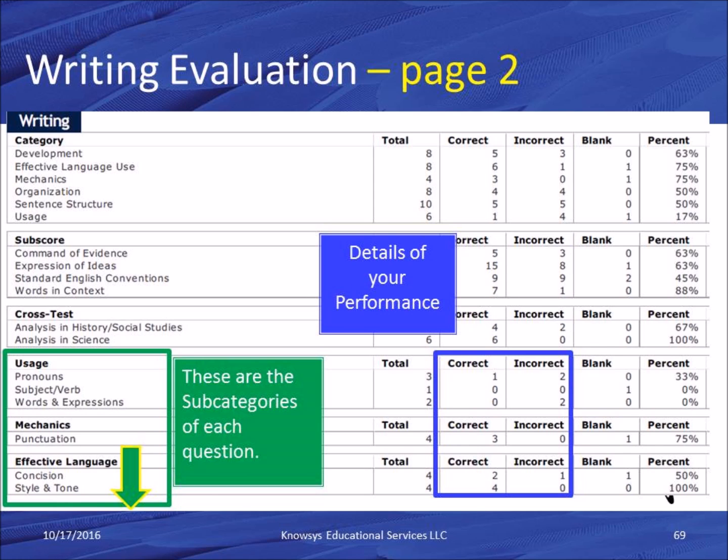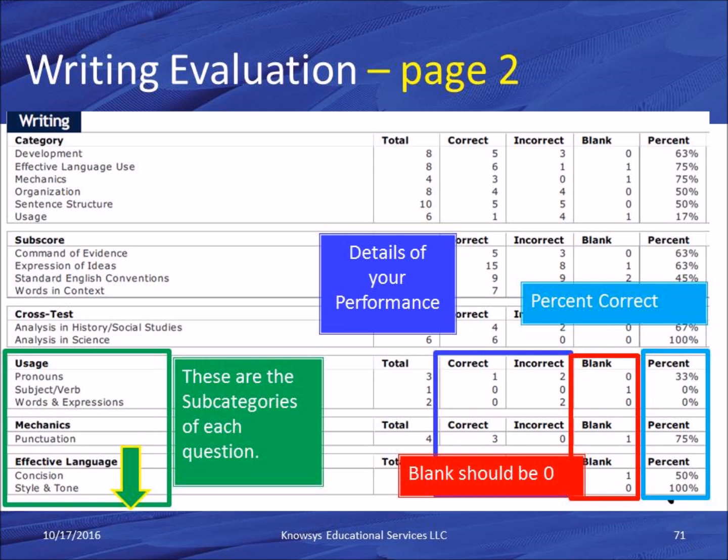To the right of that, you see the details of your performance. So you know how many total questions, how many did you get right, and how many did you get wrong. That, of course, is followed by how many did you leave blank, which of course should be 0, then followed by the percent you got correct. So if you got 1 out of 3, then 33% correct in that particular subcategory.